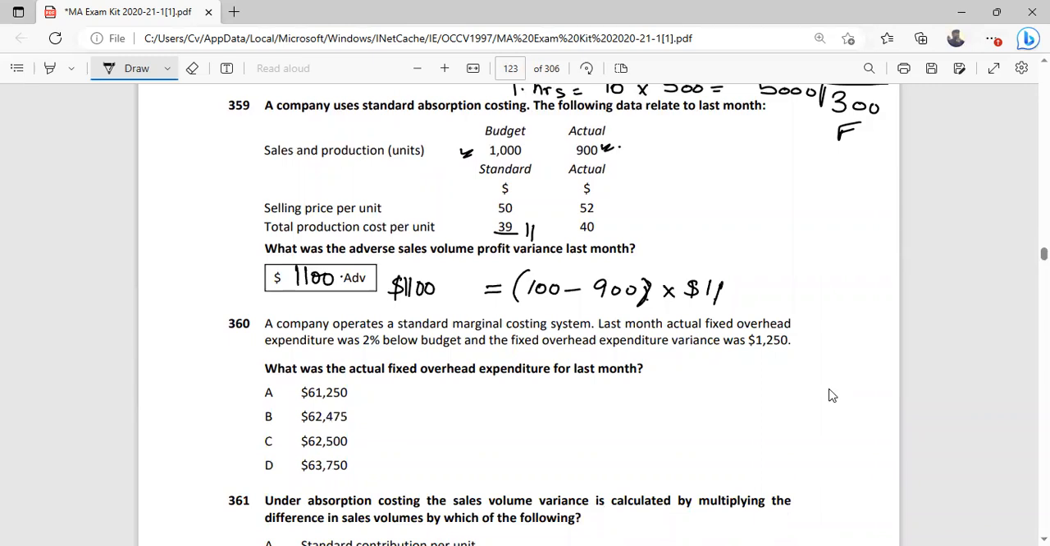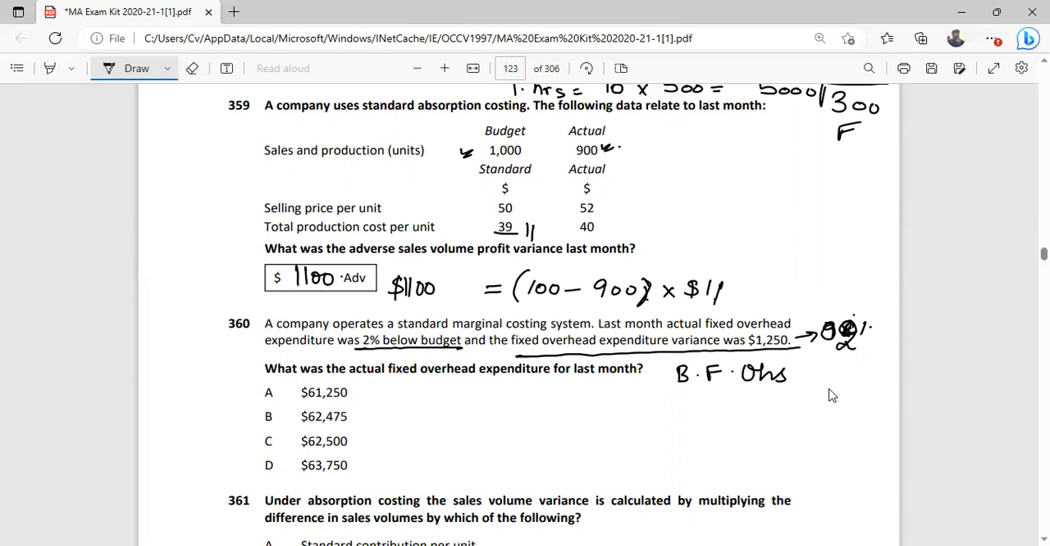Okay. A company operates a standard marginal costing system. Last month, actual fixed overhead expenditure was 2% below budget, and the fixed overhead expenditure variance was 1250. Here, "below" means it is representing 98%. Sorry, the variance is representing just 2%, not the 98.